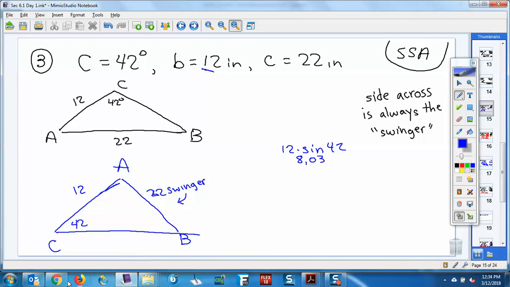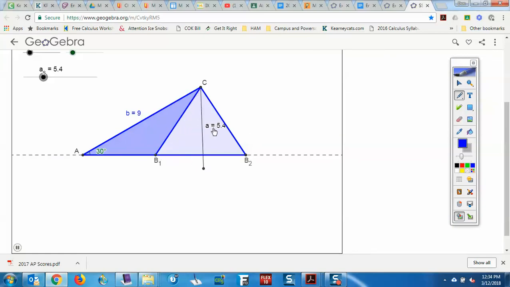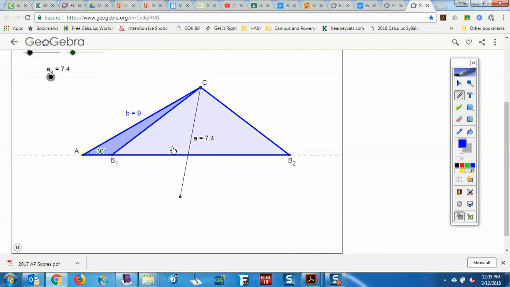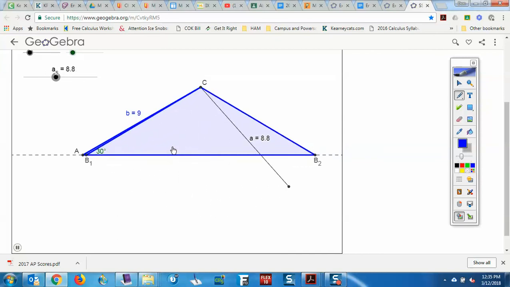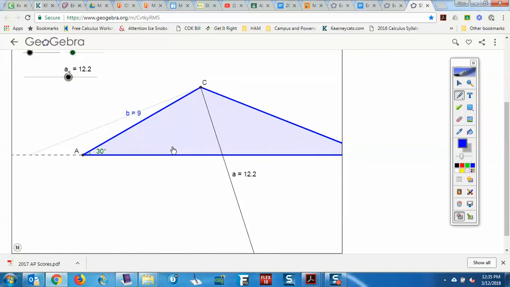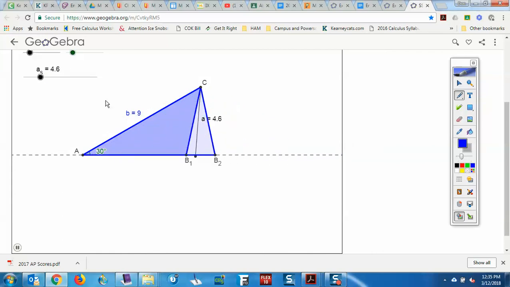Because 22. Let's go back to that picture. Okay, so right here, see, we got this one. The swinger is 5.4, but what we said is when that swinger gets to be 9, see, look what happens: this side gets longer and longer, right? Once it hits 9, it's way over here, and once it's longer than 9, it's way out there, right? So the swinger side is way big, so it's going to give us one triangle out here. The second triangle's not even in the picture, okay? So it's so big that it's going to be just a one triangle scenario, okay?